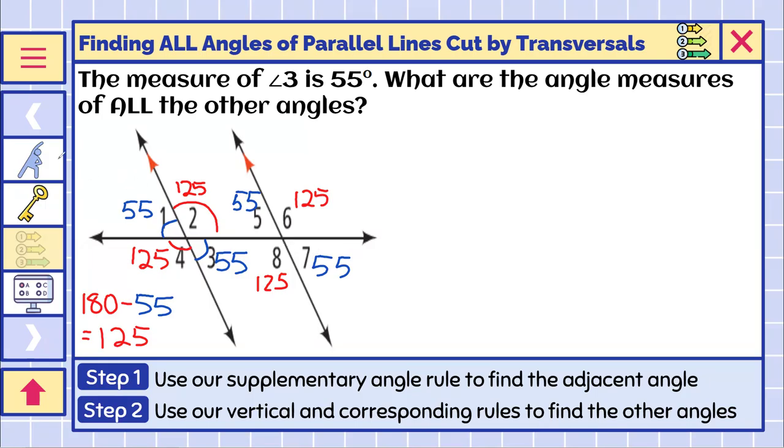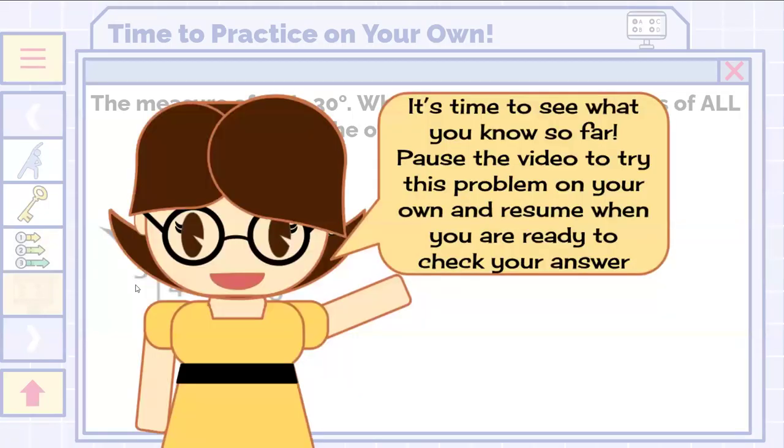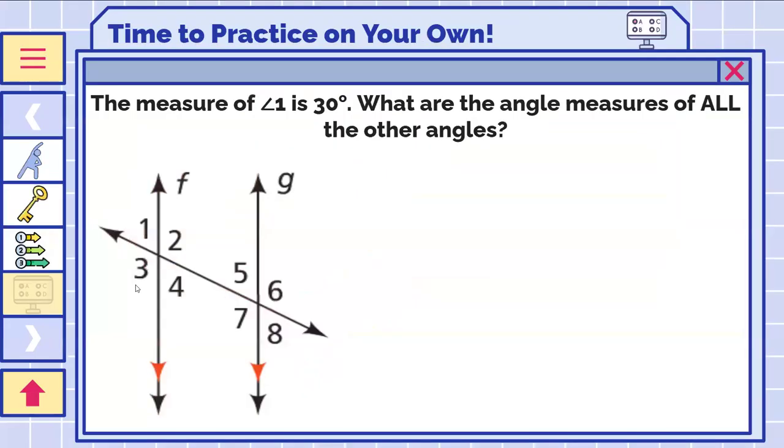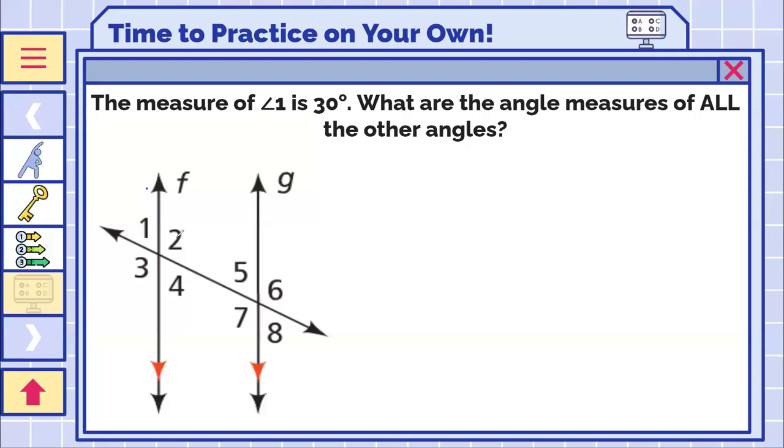So with that, pause if you need to get your notes in, but I'm going to clear up and let you work on a U-try, meaning it's time to see what you know so far about parallel lines cut by a transversal. I'll read it and you can pause and work on it on your own. The measure of angle 1 is 30. So before we do anything, I will want to note that in, as you would want to note that in. So angle 1 is 30 degrees. What are the angle measures of all the other angles?